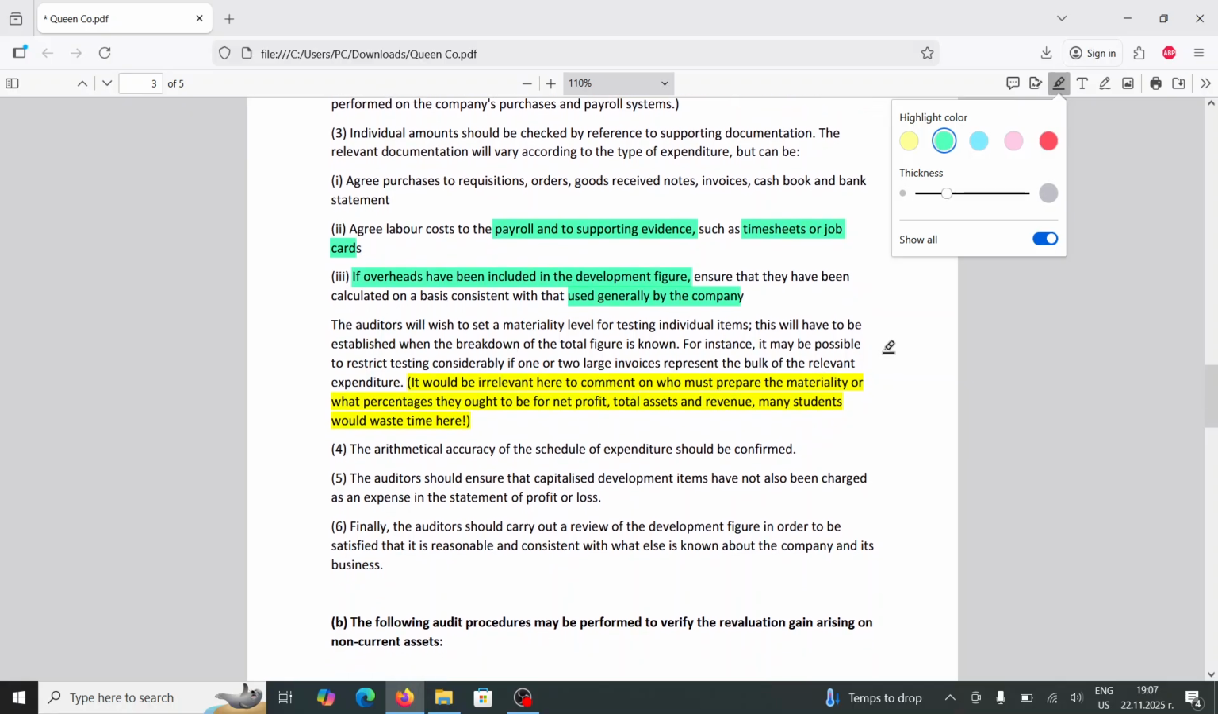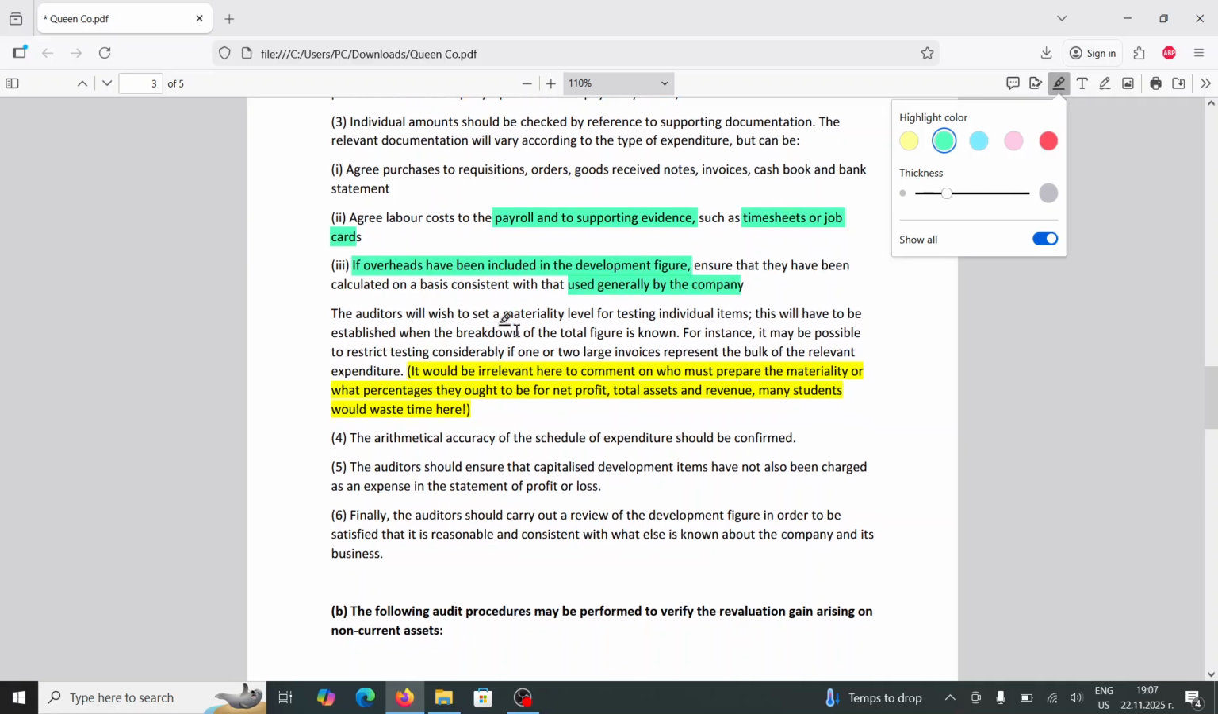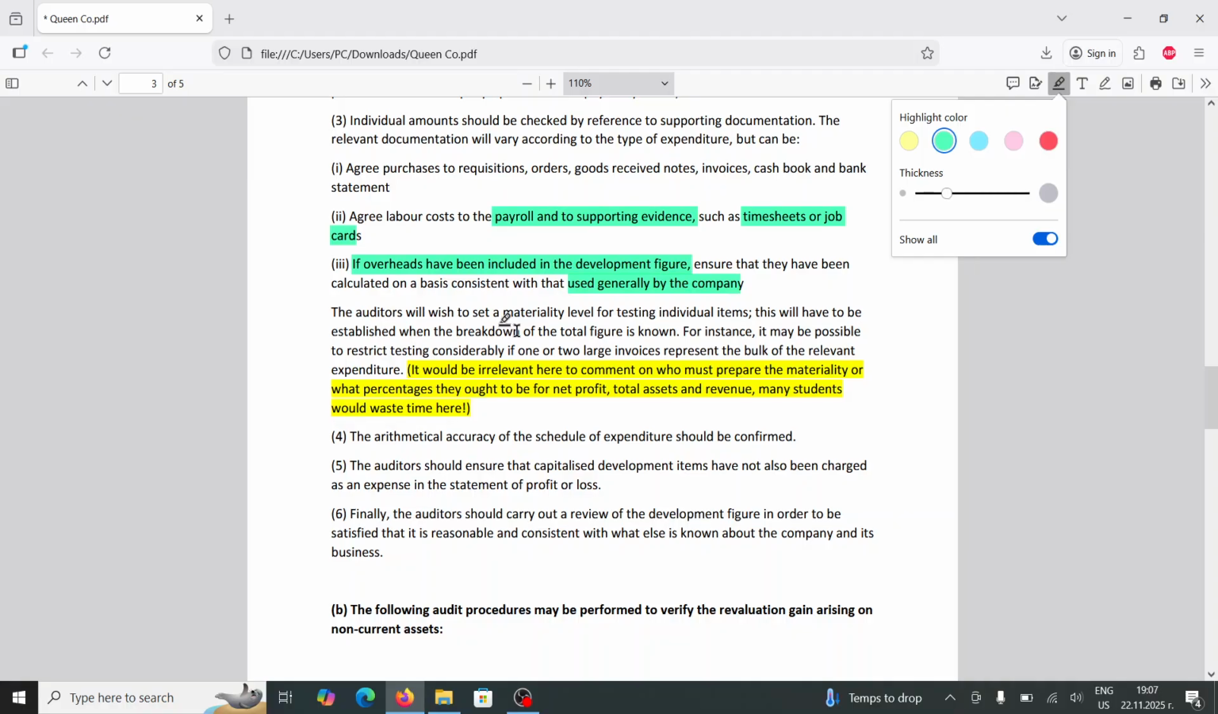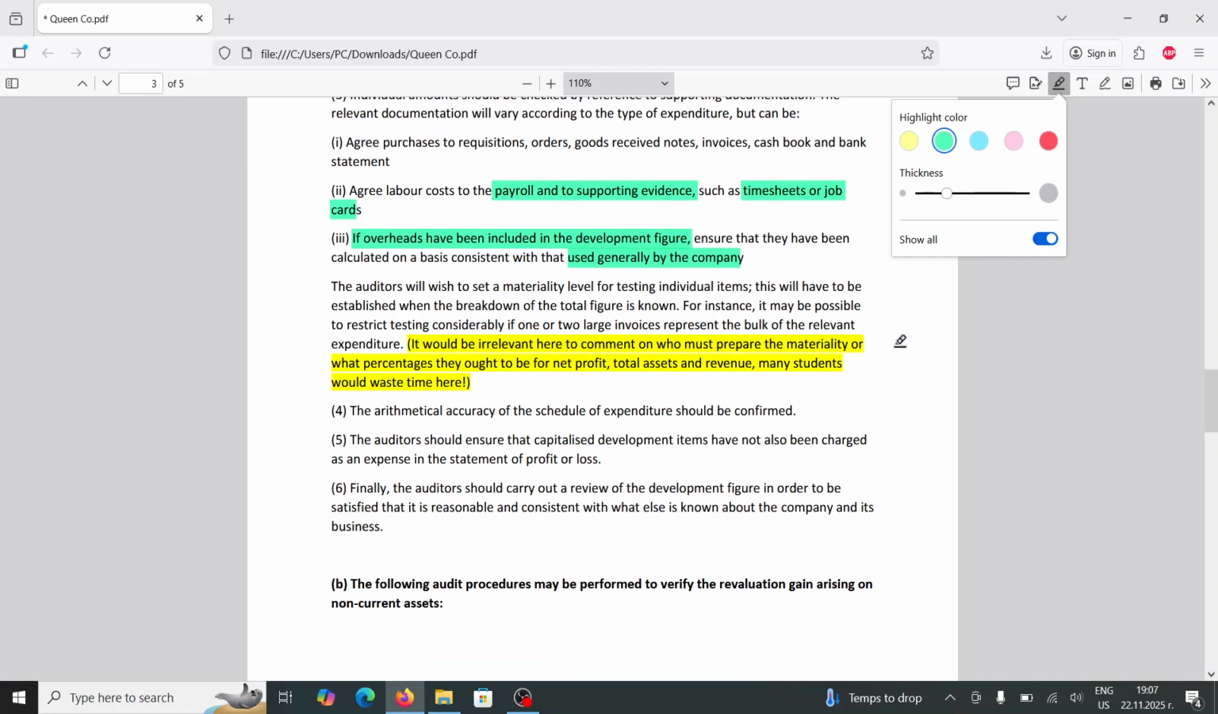particular accounting standards. If the auditors wish to set a materiality level for testing individual items, this will have to be established when the breakdown of the total figure is known. For instance, it may be possible to restrict testing considerably if 1 or 2 large invoices represent the bulk of the relevant expenditure. Here, I've underlined something that a lot of students mistake, and it's a very common issue.